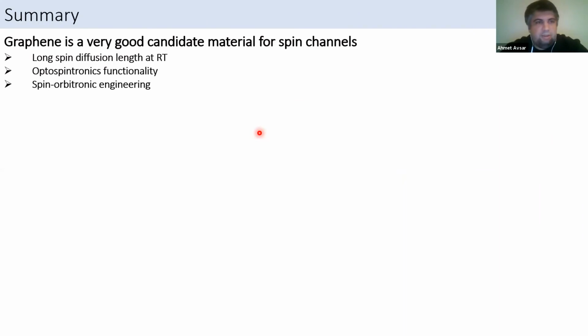So I will not keep it longer, but in summary, I hope you were convinced that graphene is one of the best materials for long distance spin communication, and there have been very good, very recent demonstrations of using graphene in complex device architectures. And there is also now optospintronic functionality, and the spin orbitronic aspect is also quite interesting.